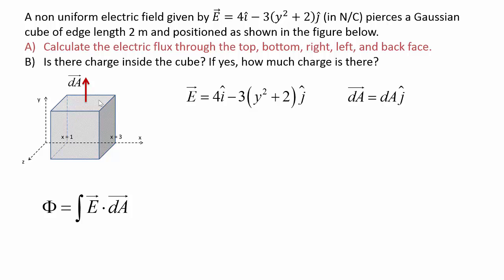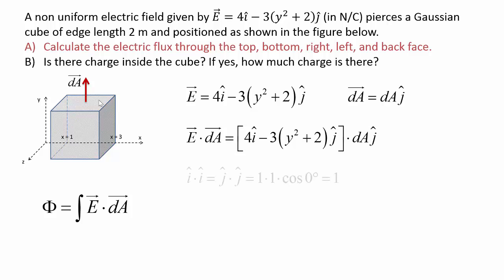All we have to do now is take the dot product between the electric field and the area. I would like to remind you that the dot product between unit vector i and itself, or unit vector j and itself, or unit vector k and itself, according to the definition of dot product, is calculated as the magnitude of the first vector, which is 1, multiplied by the magnitude of the second, which is also 1, multiplied by the cosine of the angle between them. Well, the angle between a vector and itself is 0 degrees. So every single time we take the dot product between the unit vector i and itself, or j and itself, or k and itself, we get 1.